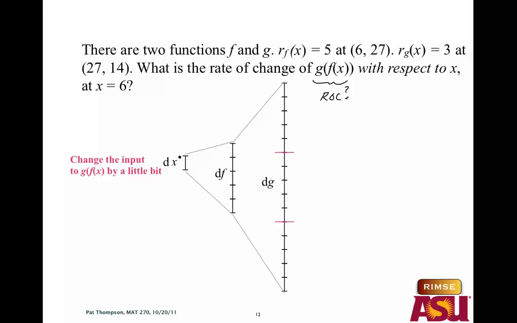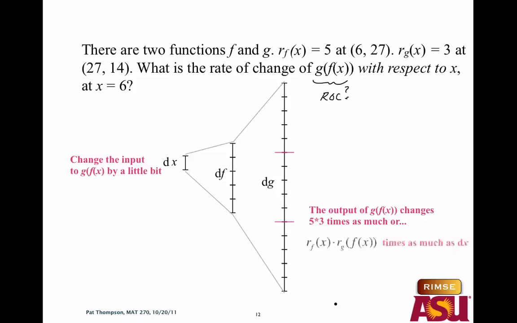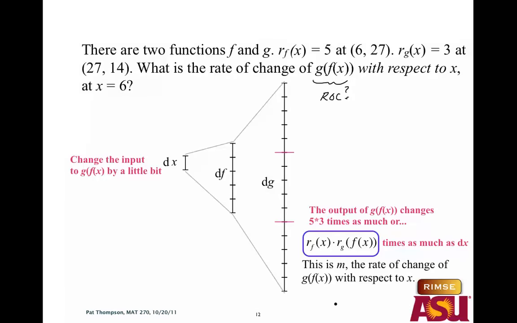f changed by 5 times the amount that x changed, and then g changed by 3 times the amount that f changed. So the output of g of f of x changes 5 times 3 as much, or the rate of change of f, there's our 5, times the rate of change of g with respect to f, that's our 3, as much as dx. So that is our rate of change of g of f of x with respect to x.